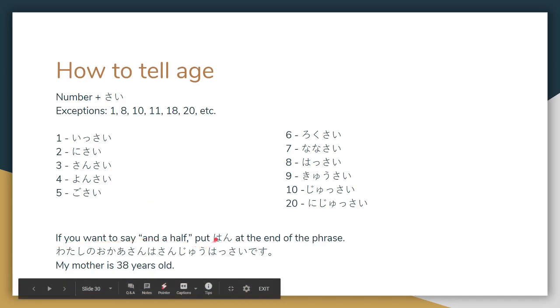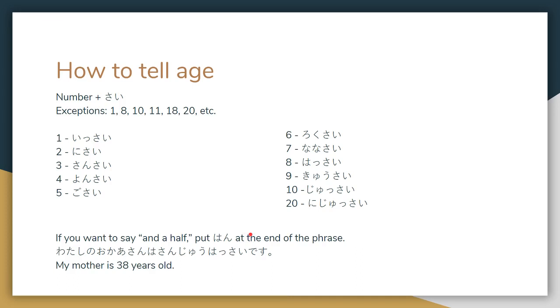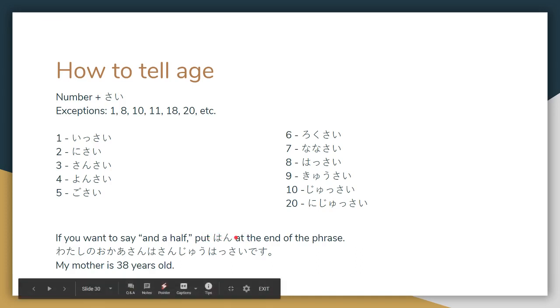If you want to say "and a half," put han at the end of the sentence. I think this works for age. It definitely works for time, but I think han works for age as well. So my mother, using all the grammar we learned already: Watashi no okaasan wa 38 sai desu. And you should know how to read all of this except ju. Watashi no okaasan wa 38 sai desu.